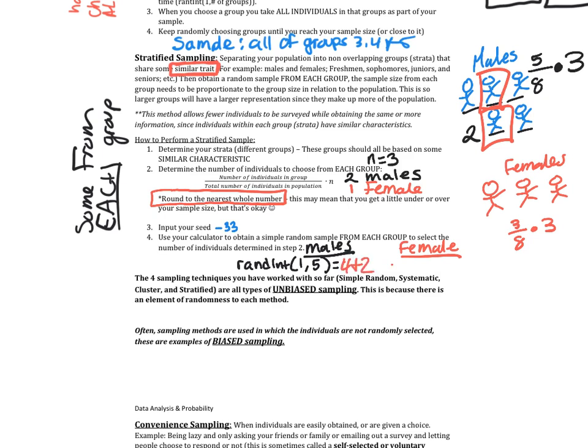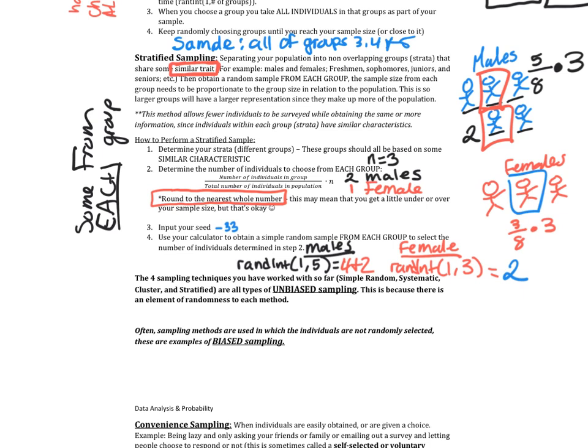Then for the females, you're going to do randInt 1, 3 because there's 3 females. You don't have to re-input your seed either. So PRB, randInt 1, 3. And we get 2, so we're going to take our second female. And then that is your sample. 2 males, number 4 and 2, and 1 female, number 2.